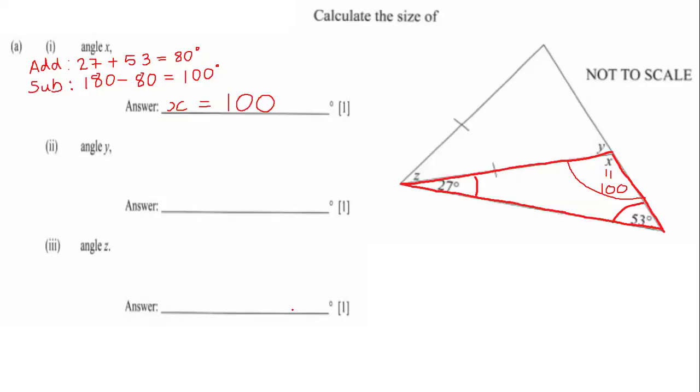Anyone got angle Y yet? Because Y is on a straight line, we subtract 180 from 100. You want to go with that rule? Do we agree with her? She's saying because they're on a straight line, we subtract them. Do we agree with that, or do you all have a different reason? I agree. Anyone else agree with that? Let's see what happens.